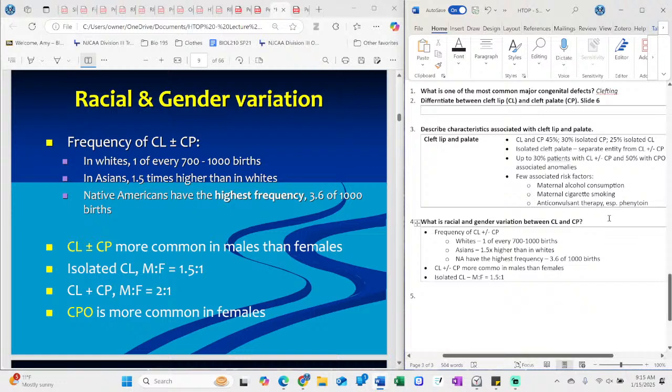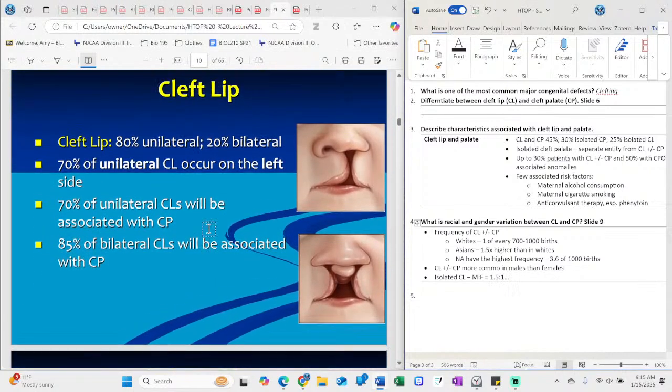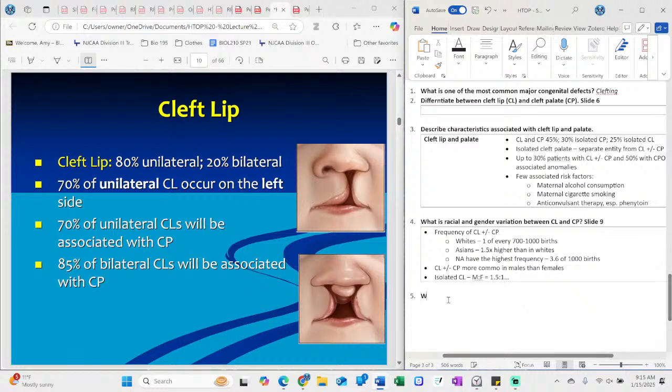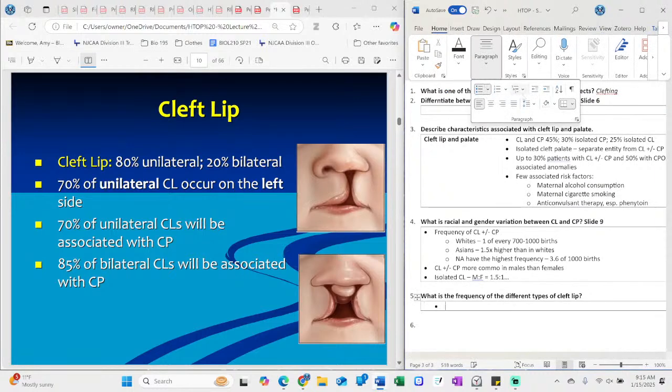Now, coming to the cleft lip, 80% of the cleft lips are unilateral. You will see them on one side only. And the ones that are unilateral often occur on the left side. 70% of the unilateral cleft lips you will see on the left side. 70% of the unilateral cleft lips will be associated with cleft palate. So it will be a cleft lip with cleft palate kind of presentation.